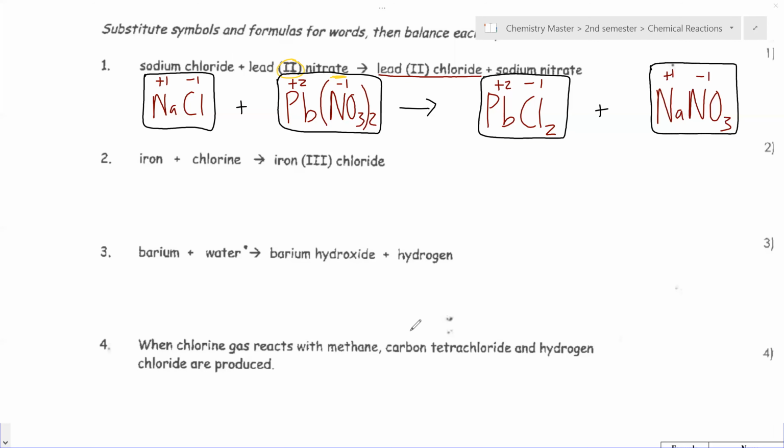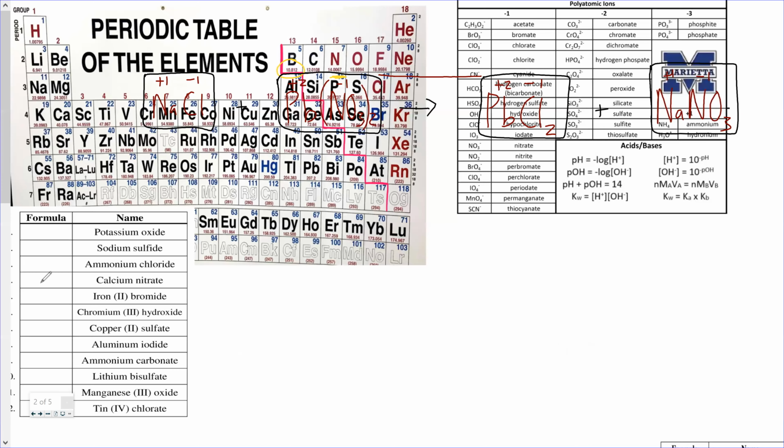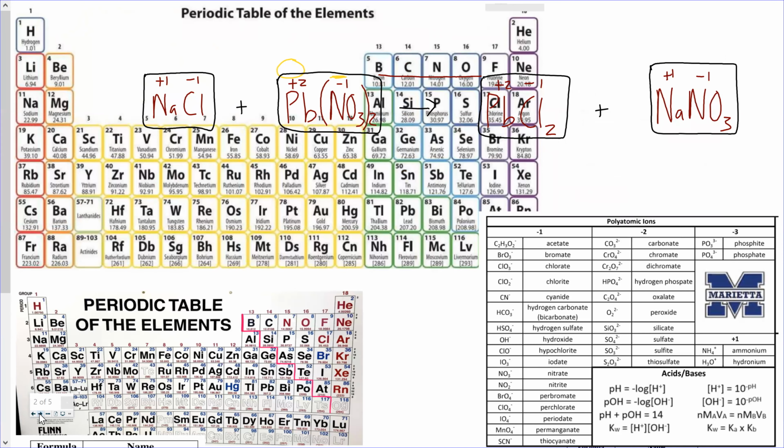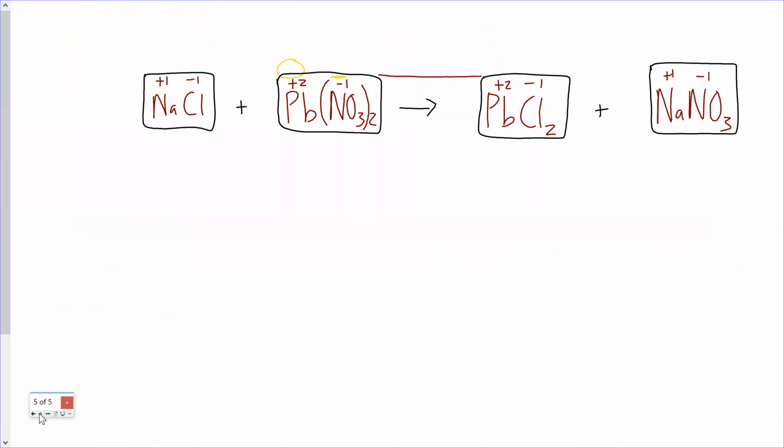This is correct. All right, this is called our skeleton equation because we now have all the formulas and they are correct, okay? I'm gonna go to a blank sheet so I can show you how to balance it now. Oh no, that's the skeleton. So we got part of it done. All right, now let's talk about how we balance them.